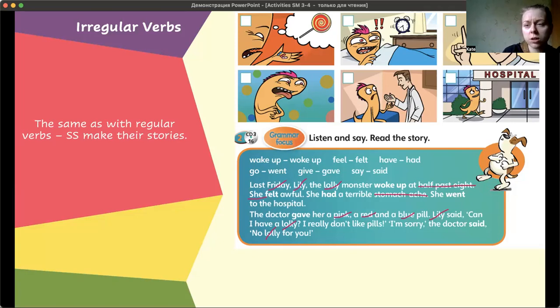Then I ask students to work in pairs. So for example, for the first picture, I say, last Friday, Lily woke up at 7:30. Then, for example, my partner talks about the second picture. So we retell and then we swap the pairs.